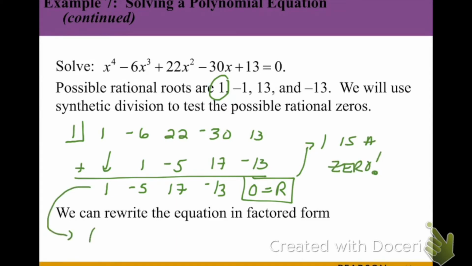And so that means we can rewrite this polynomial as x minus 1 times the coefficients that are left over, which would be x cubed minus 5x squared plus 17x minus 13 equal to 0. And so we now have one factor. We need to continue and break down that cubic to find the others.